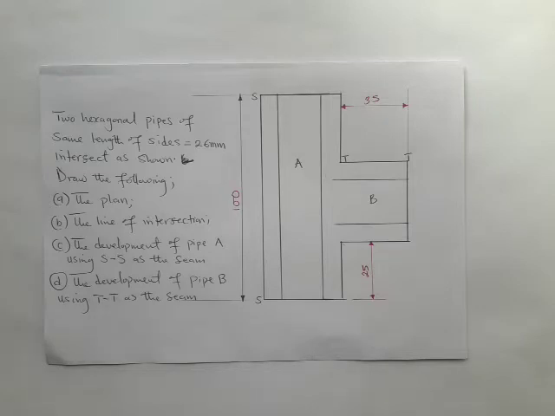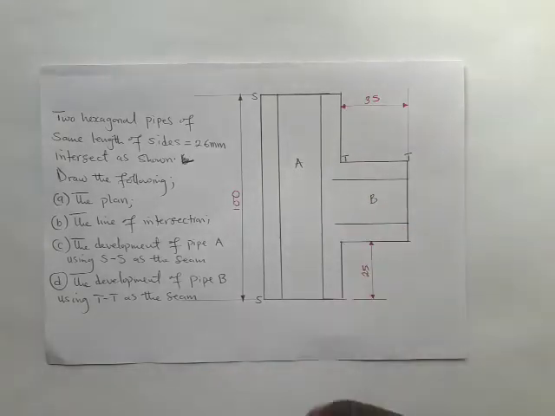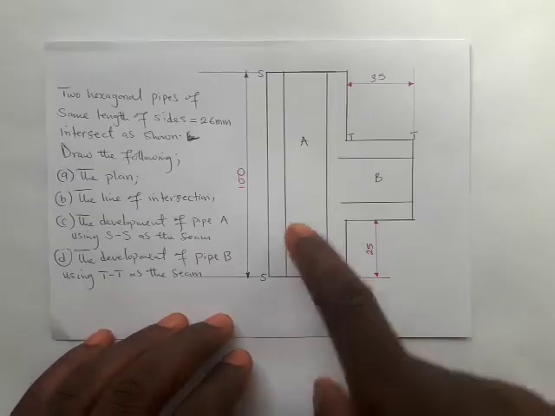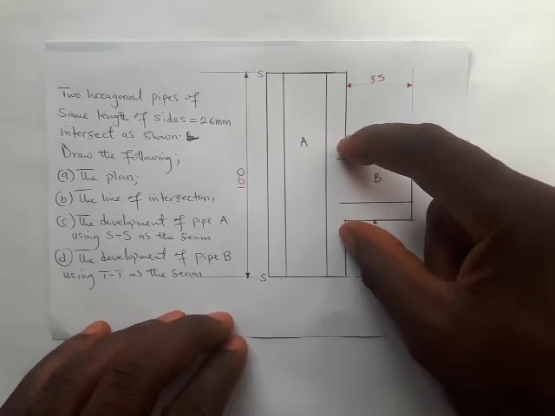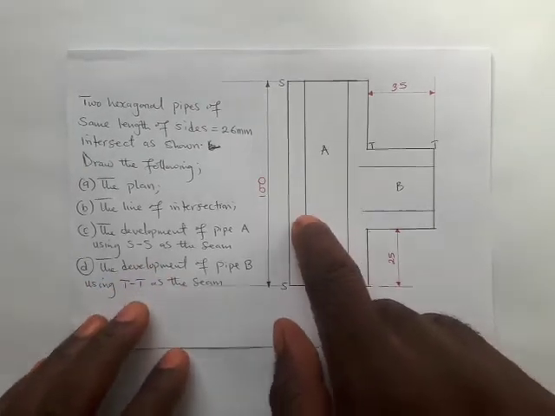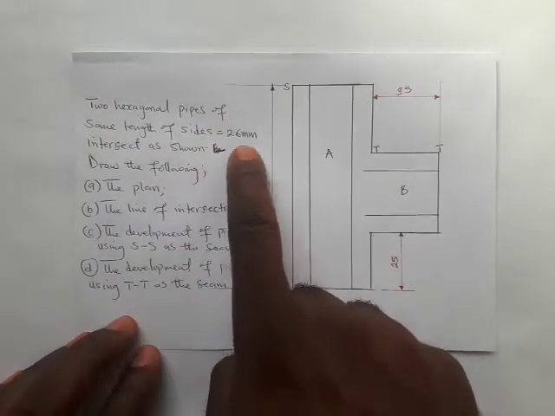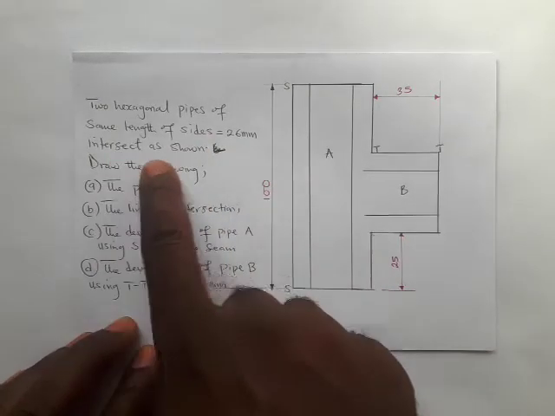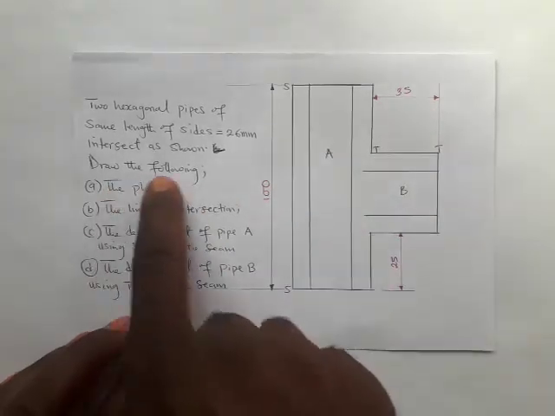So today we're going to be looking at intersection of solids, this time around a hexagonal pipe intersecting another hexagonal pipe of equal length of sides. So quickly let me go through the question. Two hexagonal pipes of same length of sides 26 mm intersect as shown, pipe A and pipe B. Draw the following in the plan.